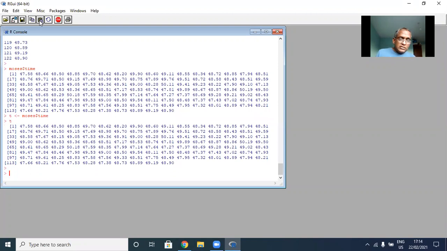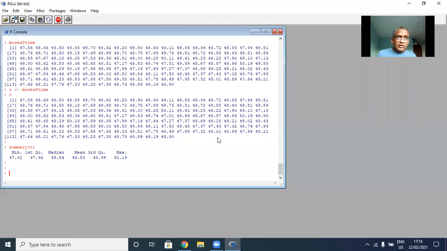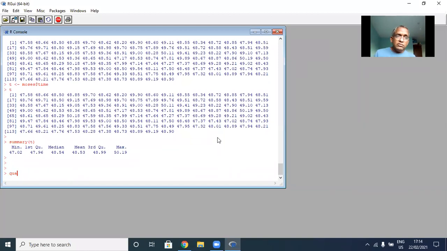Right, now in addition to the fivenum command, there's something called the summary command you can use. And that produces the following output. That is the minimum, the first quartile, the median, the mean, the third quartile, and the maximum, right? And in addition to this, there's a quantile function you can use. The quantile function takes this form.